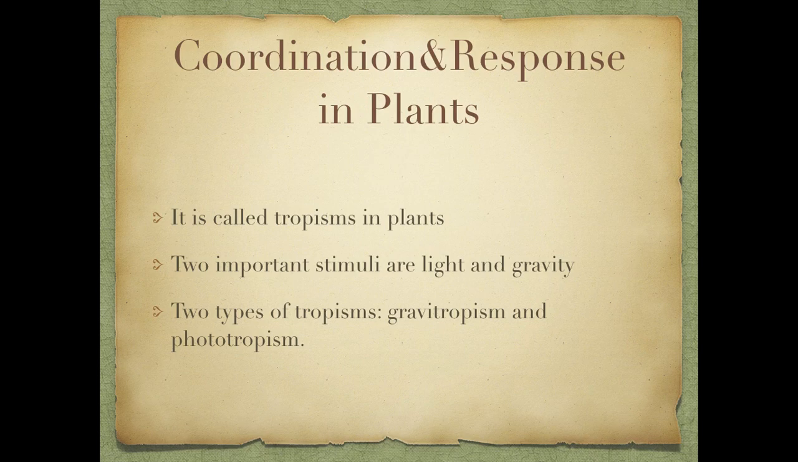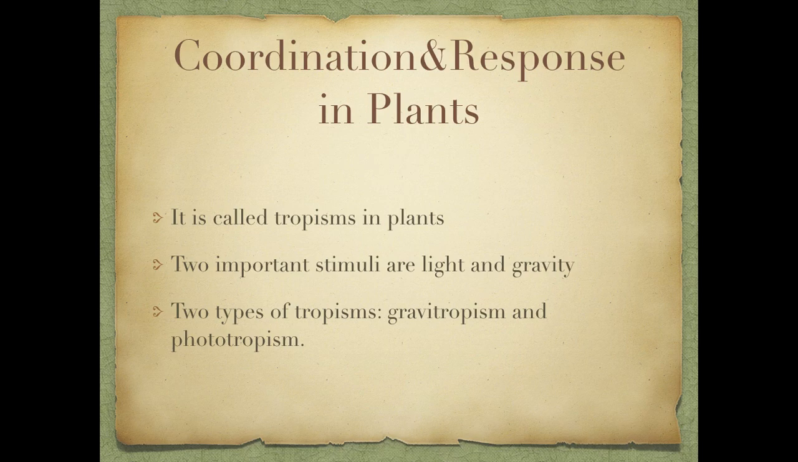Now, coordination and response in plants is another very big unit that does not need very much focus, but students may get confused with some of it. Coordination and response in plants is called tropism. The two important stimuli to plants are light and gravity. There are two types of tropisms: gravitropism and phototropism.